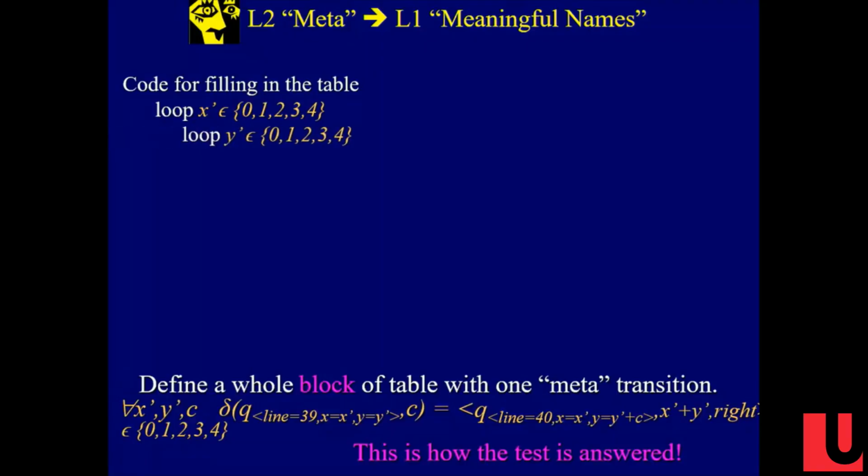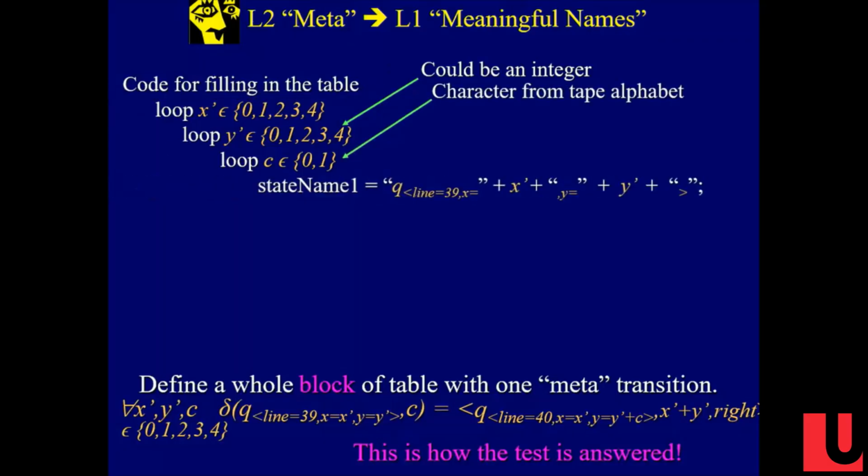So how does the compiler go? Again, we loop over all values of X and Y and C like we did before. And again, we say what is our start, what is the state that we're in, right? We form it. Did everybody follow that?